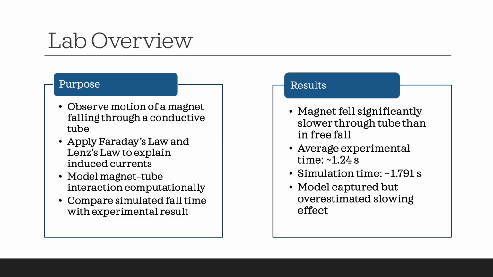Experimentally, the magnet fell significantly slower than it would in freefall, taking about 1.24 seconds to pass through the tube. The simulation predicted a longer time of about 1.79 seconds. While the model successfully captured the slowing effect, it slightly overestimated the magnetic brake.